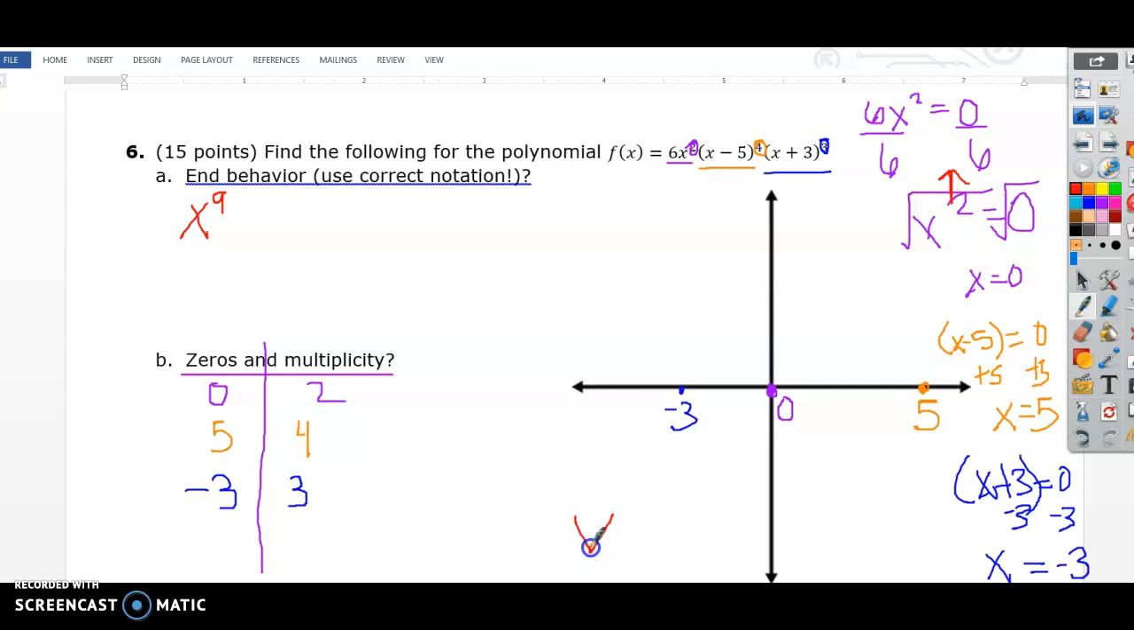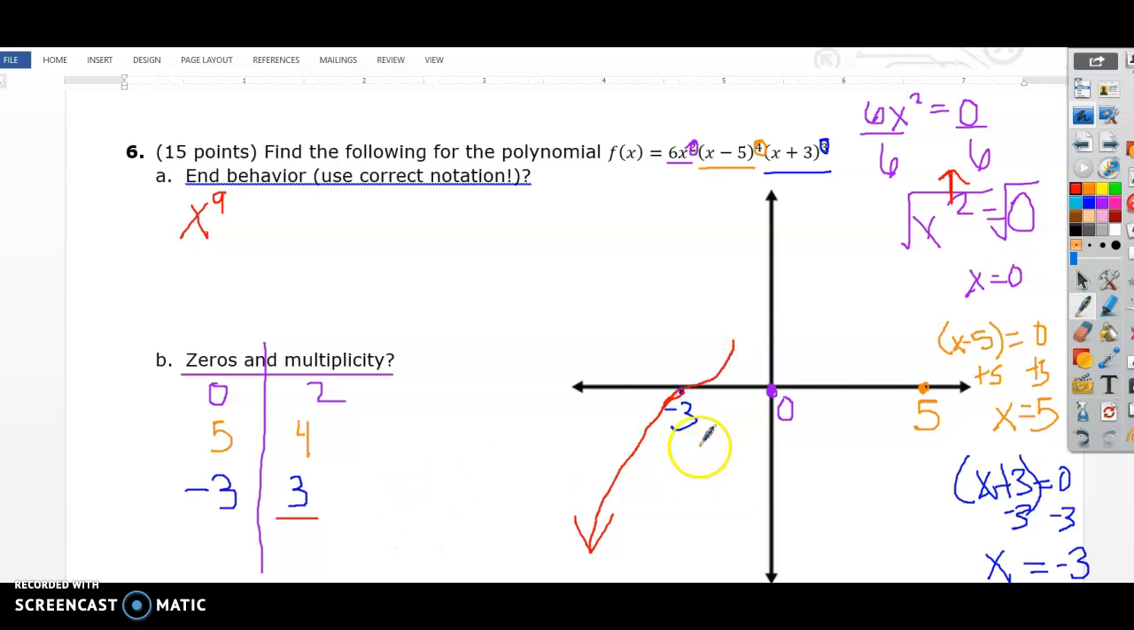So I'm going to connect my left arrow to negative 3. And then I'm going to look over here to see my multiplicity, and that's a positive 3. So that means it's going to go through kind of at a curve like that. And I'm going to redo it because that should be more like that.